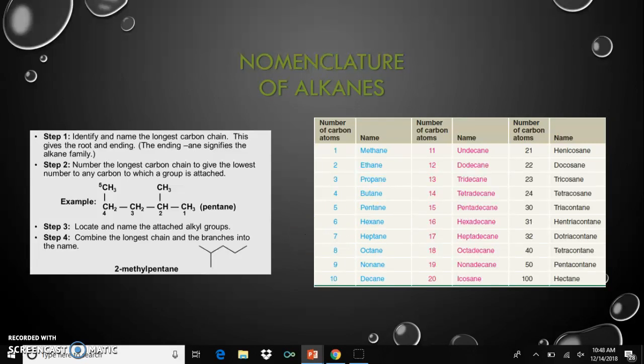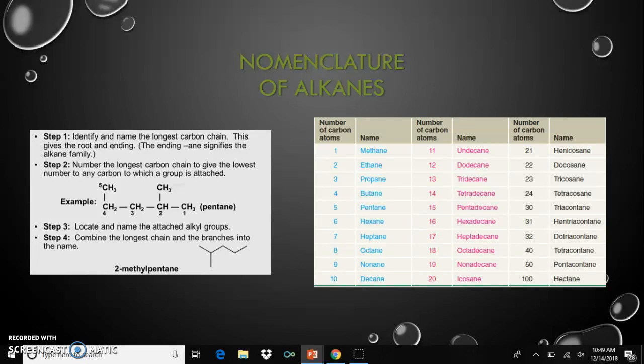Next, you identify the substituent groups attached to the parent. Again, referencing this example shown here, there are 2 methyl groups. Next, number the longest continuous carbon chain in the direction that gives the lowest number to the substituent at the first point of branching.